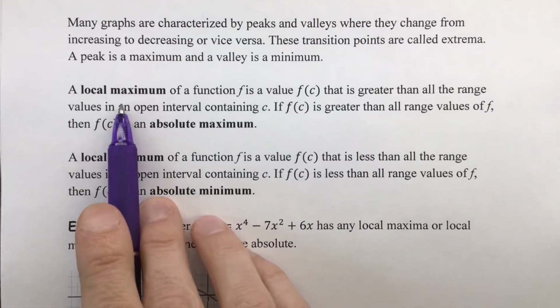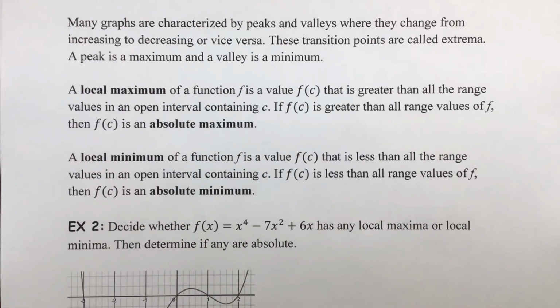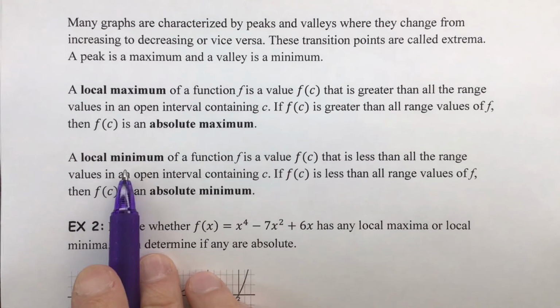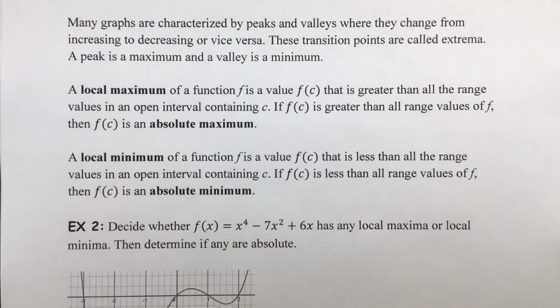Okay, so a local maximum is the highest point in a certain area. The absolute maximum is going to be the highest point overall. The same thing can be said about minimums. You can have a local minimum, which is a lowest point in a certain area, but you can also have an absolute minimum, which is the lowest point of the graph.